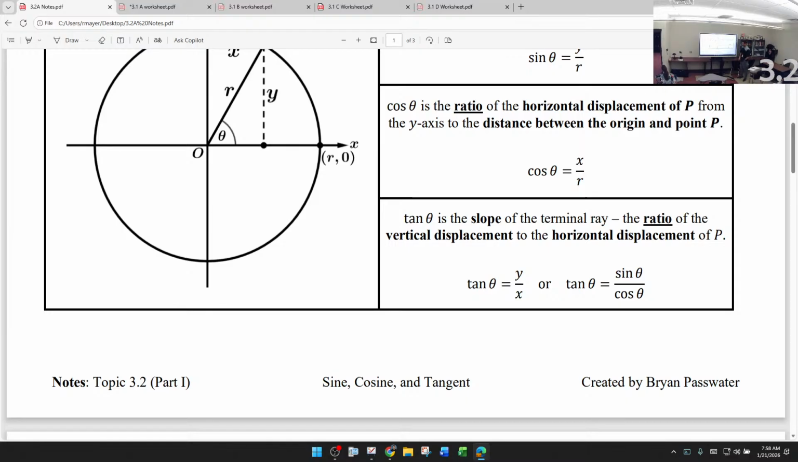Tangent is also, not only is it opposite over adjacent or y over x, but tangent is also sine over cosine. You got to know that. You got to know that not just tangent's y over x, but tangent is also sine over cosine.